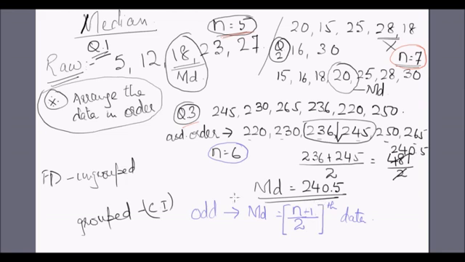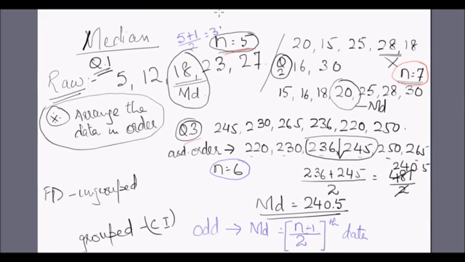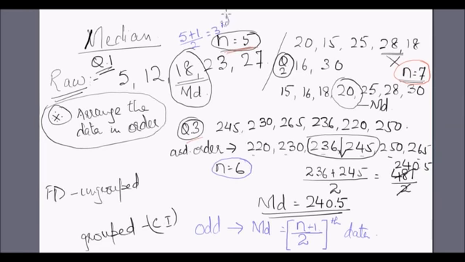So in this case, as we see, it is 5 plus 1 divided by 2, and 6 by 2 is 3, so it is the third data. So we picked the first, second, and the third data. Similarly here it was 7, so it will be 7 plus 1 by 2, so 8 by 2 is 4, so it is the fourth data. The fourth data was our median: first, second, third, and the fourth data.